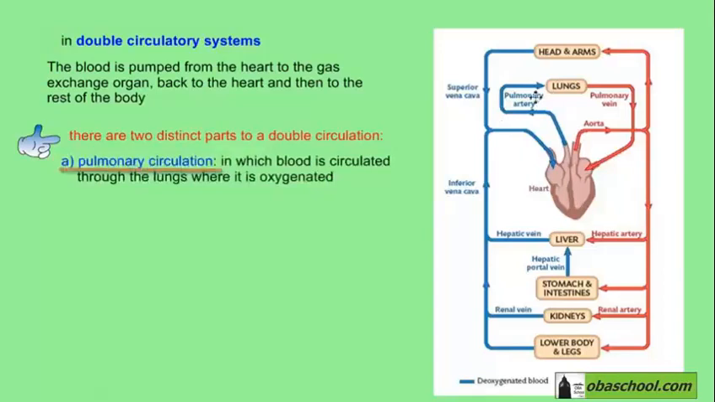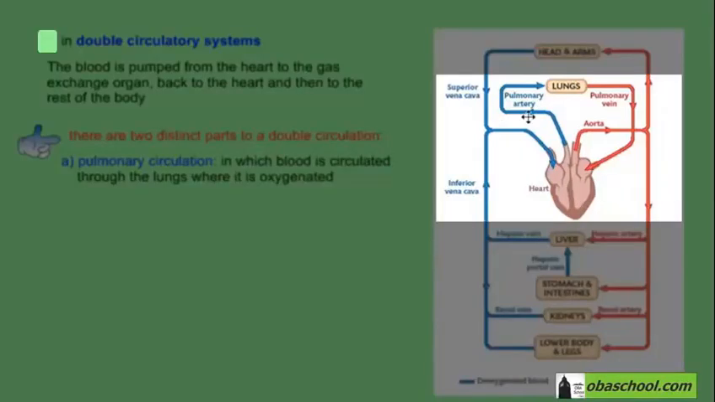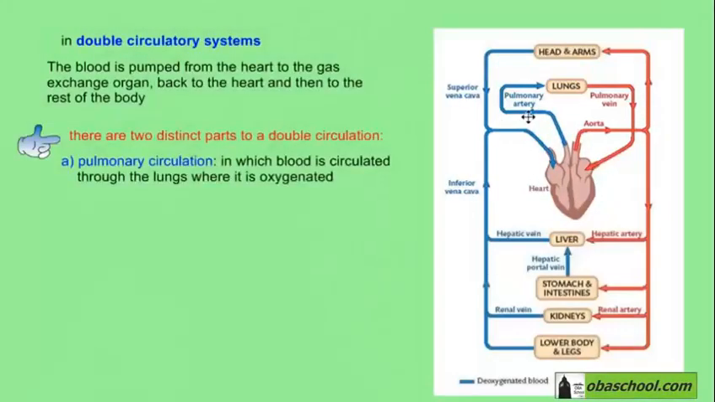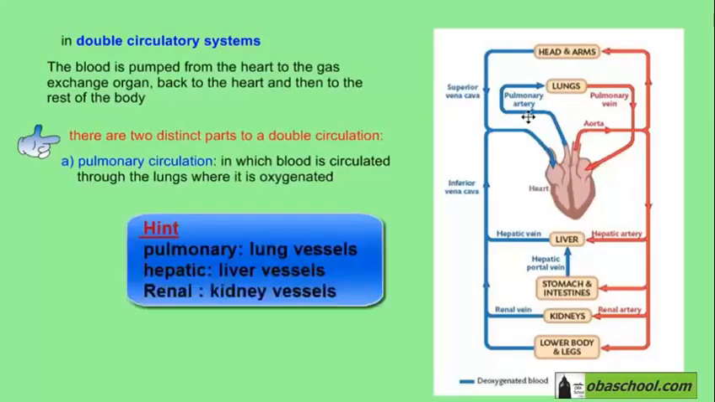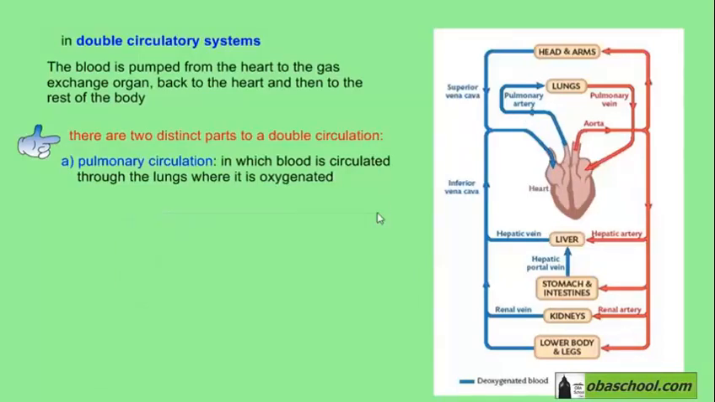Pulmonary means relating to the lungs. So this is, of course, the first circulation. Here we have blood circulating through the lungs. Remember that pulmonary means relating to the lungs, just like hepatic means relating to the liver, renal means relating to the kidney, and so on. So this is important because this is how we oxygenate blood. This is how we bring blood to the lungs where it can become rich in oxygen.